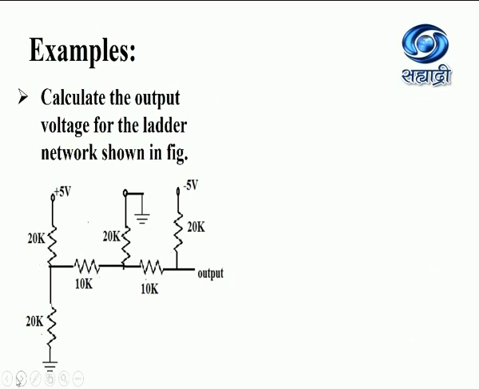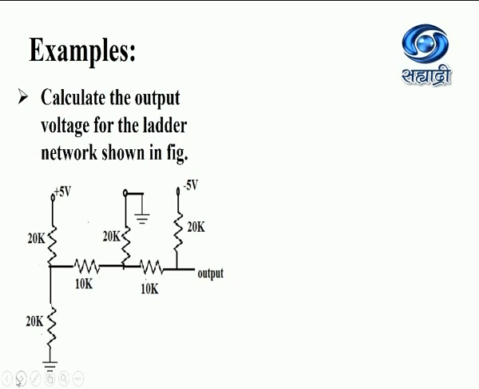Next example. Calculate the output voltage for the ladder network shown in the figure. This kind of network is given in an exam, and if you observe this diagram, two different logics are applied to this resistive network: one is minus 5 volt and one is plus 5 volt.